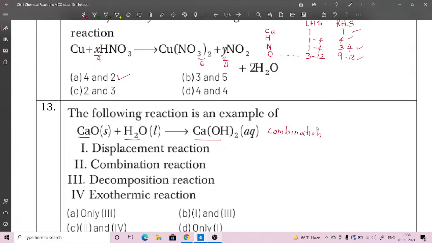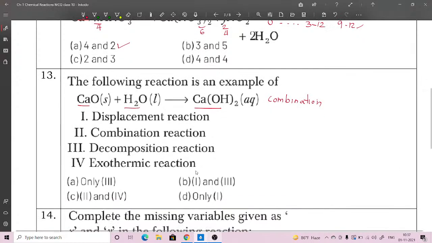We also know that calcium oxide plus H2O gives you calcium hydroxide. When you put calcium oxide in water, heat is evolved. So that means this is also an example of exothermic reaction. So options 2 and 4. Let us check which option should contain this as an answer. We have A only 3, B 1 and 3, C 2 and 4, and D 4. So the correct option is C.